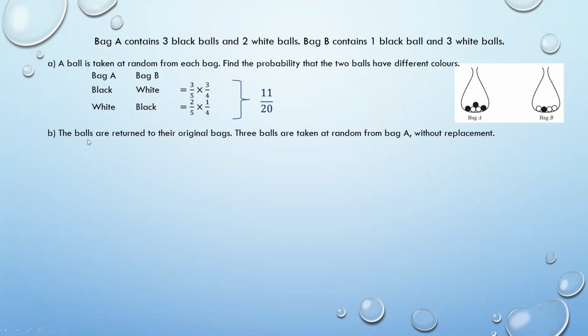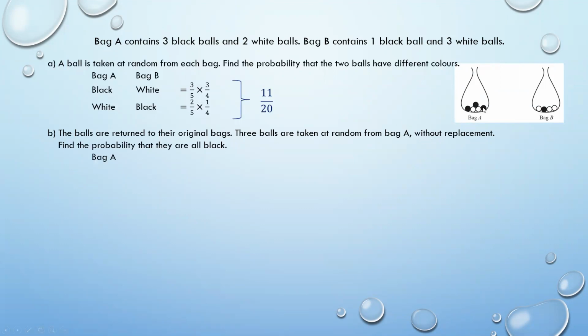In B, the balls are returned to the original bag, so everything is still the same. Then 3 balls are taken from bag A without replacement. This is the keyword: after you pick it out, you don't put it back. The question is asking what is the probability that they are all black.